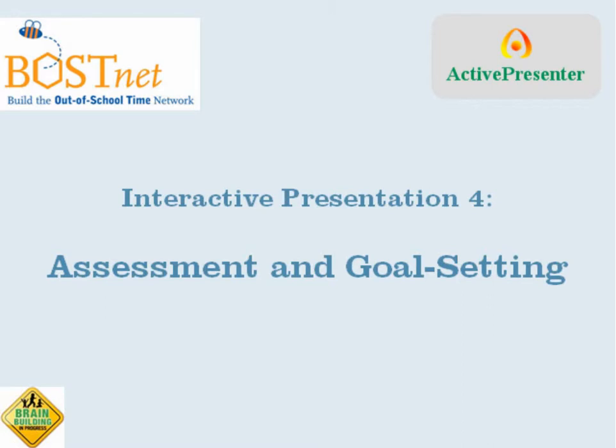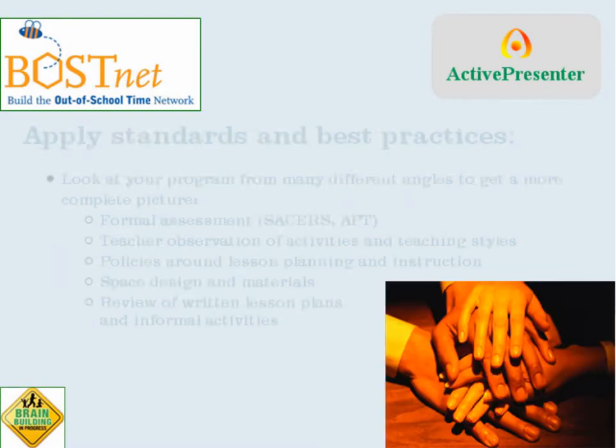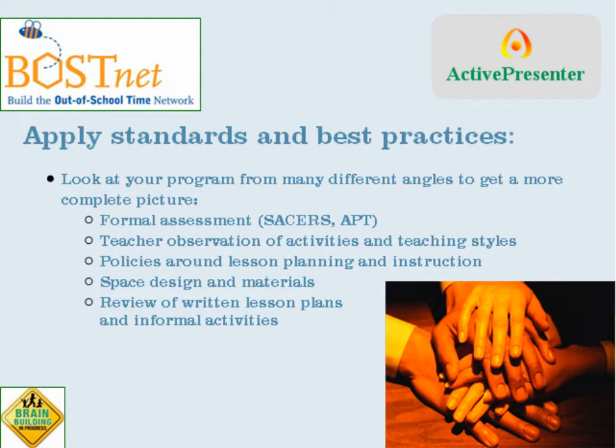This is assessment and goal setting. As you attempt to identify where you want your program to go next, a great place to start is to look at some of the standards and best practices themselves and decide how you would like to assess the quality of your program and identify gaps or areas that need work. Taking a look at formal assessments like the SACRS and the APT, which are both required by QRIS, that's a great strategy, and looking at the data that you get from doing those assessments can help you hone in on what you want to work on in your program.